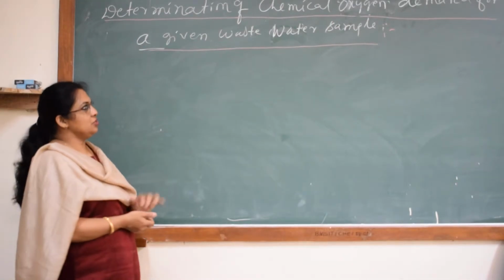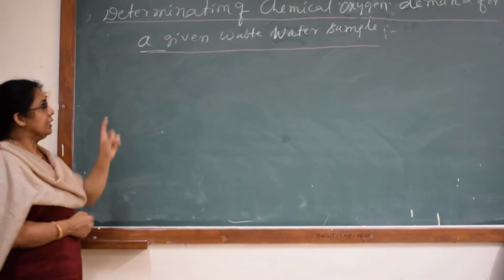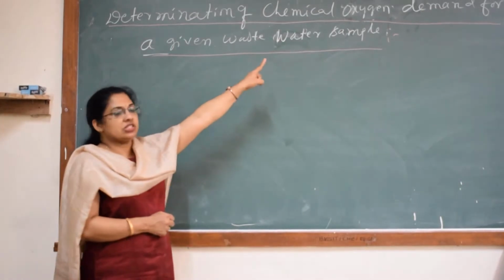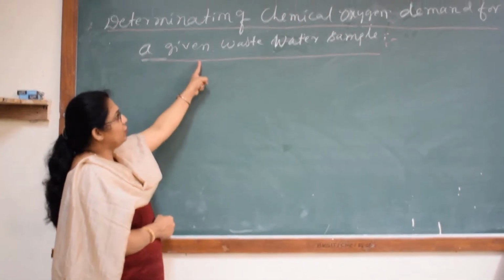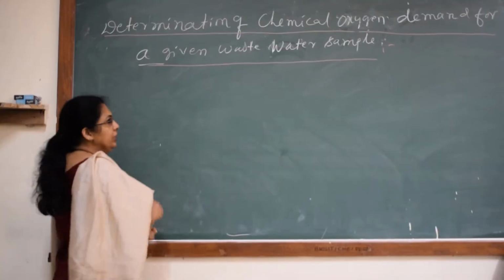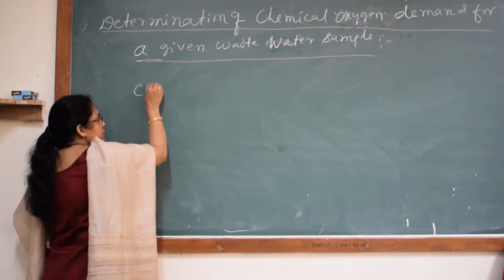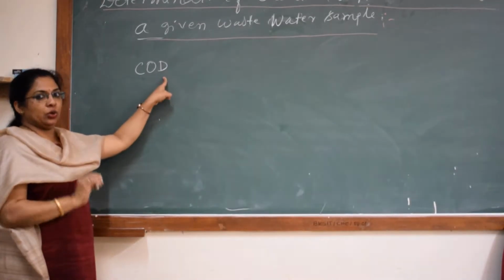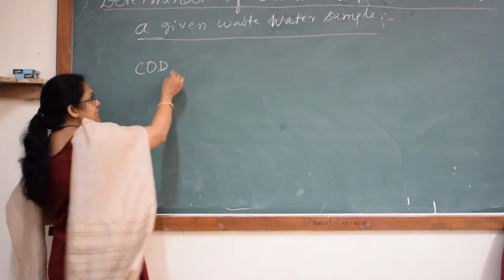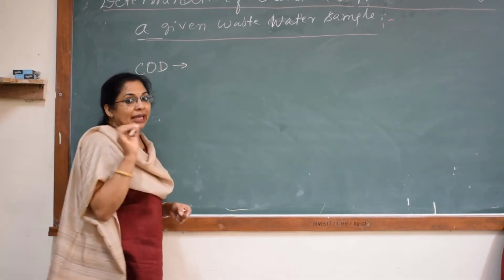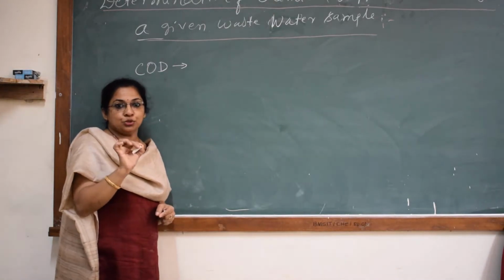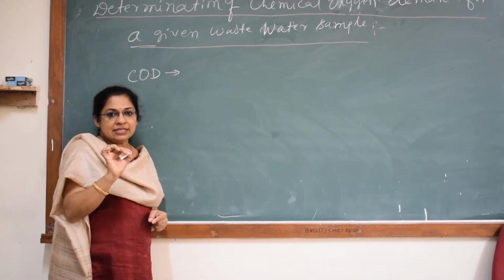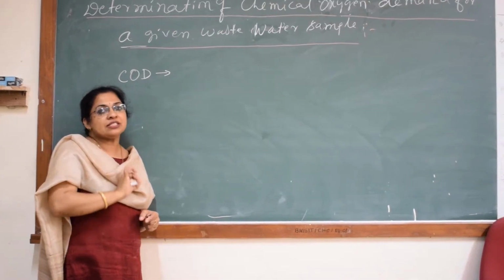Okay, well students, today we are going to see another experiment. There is a determination of chemical oxygen demand of a given wastewater sample. So, today we are going to see chemical oxygen demand. This is the short form. You might have heard about COD or chemical oxygen demand. This is defined as the total amount of oxygen required to oxidize the entire impurities present in the wastewater.